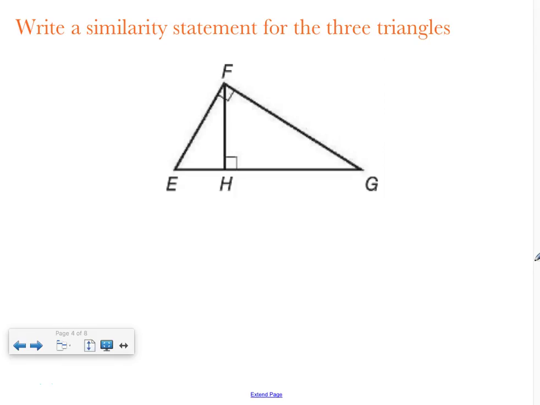Okay. Now we're going to morph these two ideas together. Last chapter was all about similar triangles.